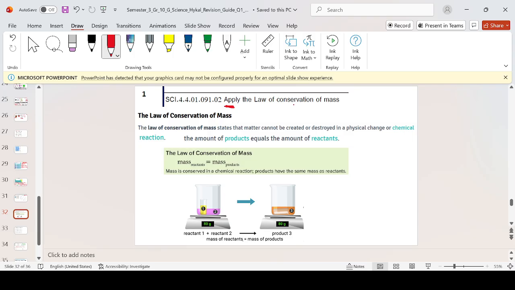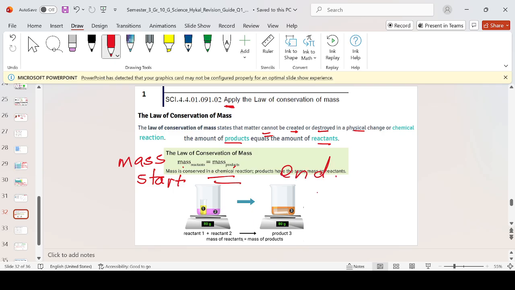Reactants are the substances at the start of a chemical reaction. Their mass at the beginning, at the start, is always equal to the mass at the end. Product means at the end. That is the meaning of the word product.